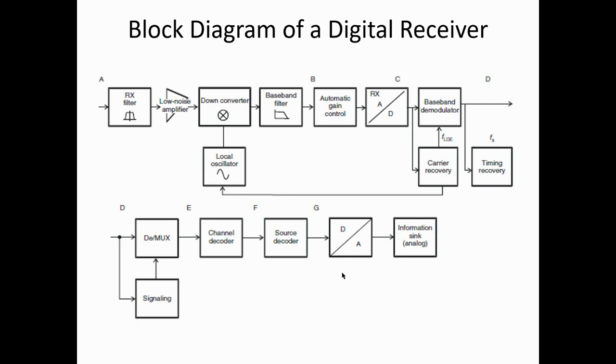Okay, so after the channel decoder and source decoder, we are converting the digital signal into an analog signal. The original information will be in analog form, so it has to be converted into an analog signal and finally provided to the receiver. So this is the entire process of transmitting information from the transmitter to the receiver.